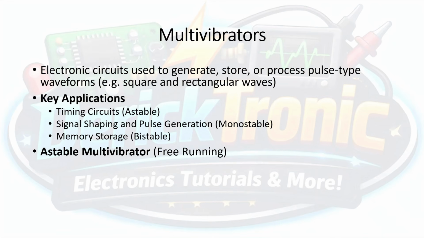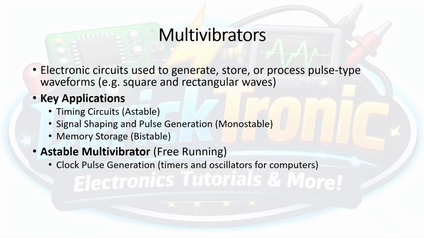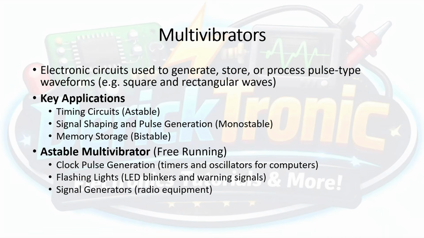Some of the key applications of this type of multivibrator are as follows. It's used in clock pulse generation, so timers and oscillators of computers have them. It's used in flashing lights, so LED blinkers and warning signals use astable multivibrators. It's used in signal generators, which are normally found in radio equipment. And it is also used in pulse width modulation, which you would normally find in communication systems.